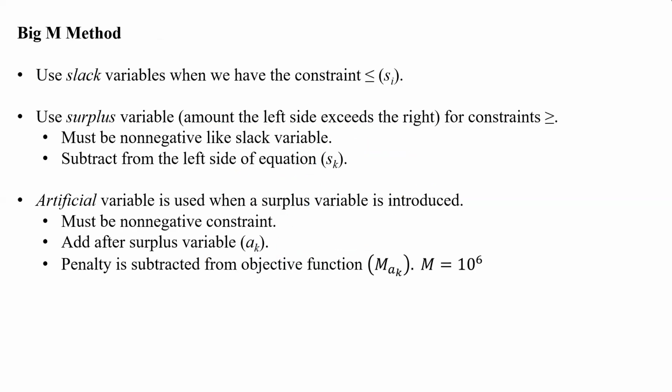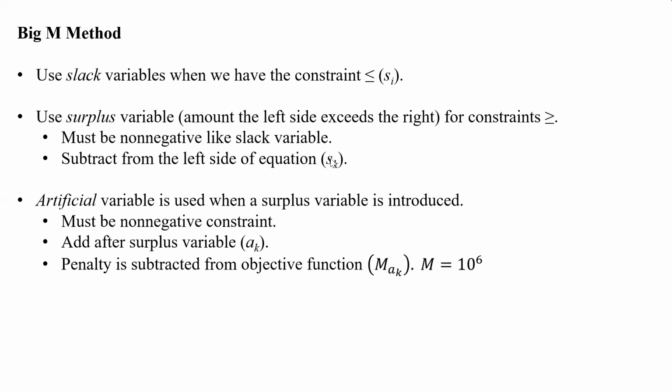Well, we have three types of variables. We have slack variables when they have constraints less than or equal to, and those are going to be some S_i. Now, we're going to use surplus variables, and that's going to be the amount the left side exceeds the right side for constraints greater than or equal to. So for less than or equal to, we use S_i. Greater than or equal to, we're going to have a non-negative variable like a slack variable, and we're going to subtract it from the left side of the equation. So it's going to be some S_k.